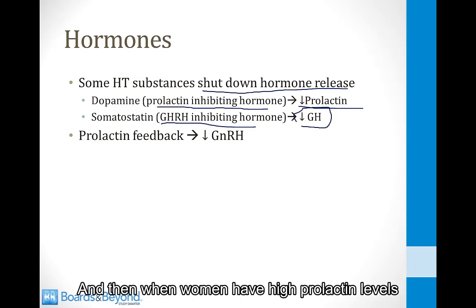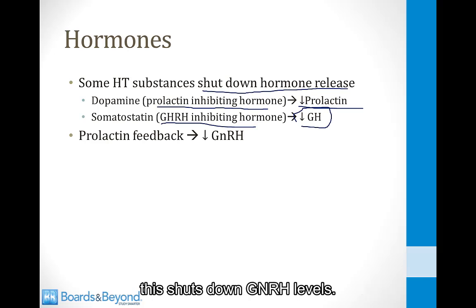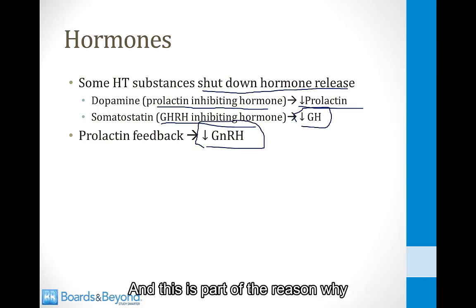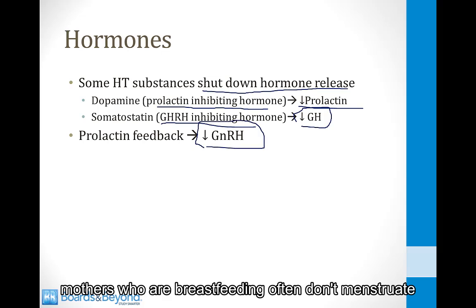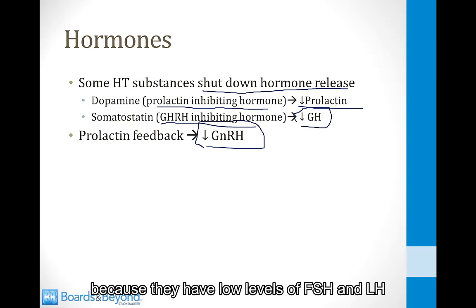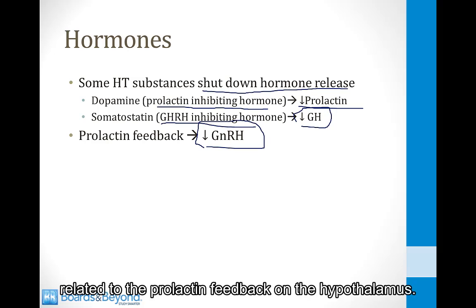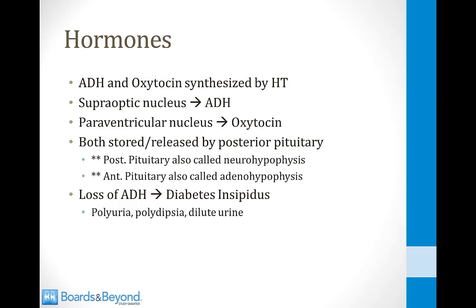And then when women have high prolactin levels, this shuts down GnRH levels, and this is part of the reason why mothers who are breastfeeding often don't menstruate, because they have low levels of FSH and LH related to the prolactin feedback on the hypothalamus.